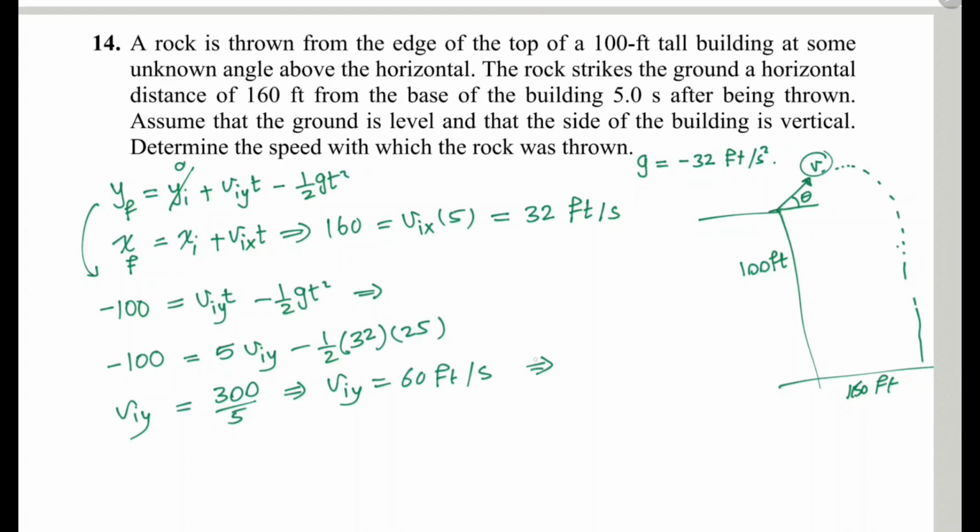So the value or the speed v here is actually equal to the square root of this one squared, 32 squared, plus this one squared, 60 squared. In other words, v here equals 68 foot per second.